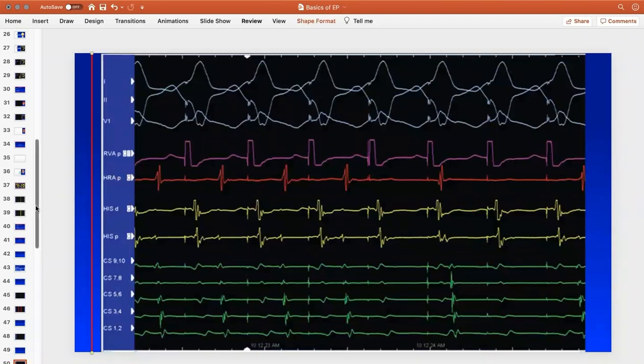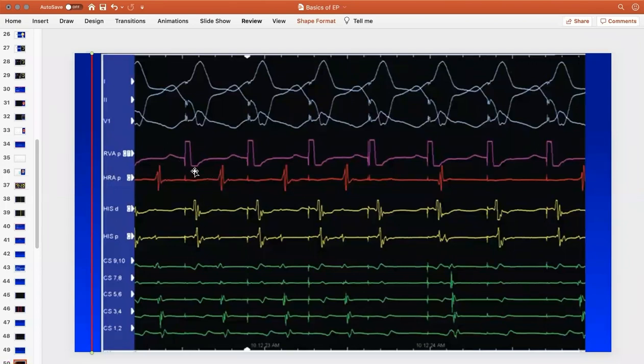This is intracardiac tracing with surface ECG from channels 1, 3 and V1. Intracardiac tracing from the RV and the high right atrial channel, the HIS proximal and distal, and coronary sinus from 9-10 to 1-2, from proximal to distal. 9-10 is proximal and 1-2 is distal. Okay, so is it native rhythm or are we pacing? As we see here, from the surface ECG and from the RV, this is the pacing marker in the RV.